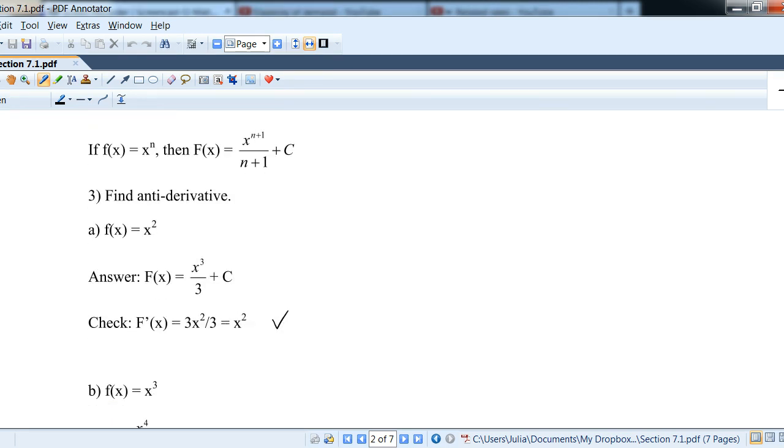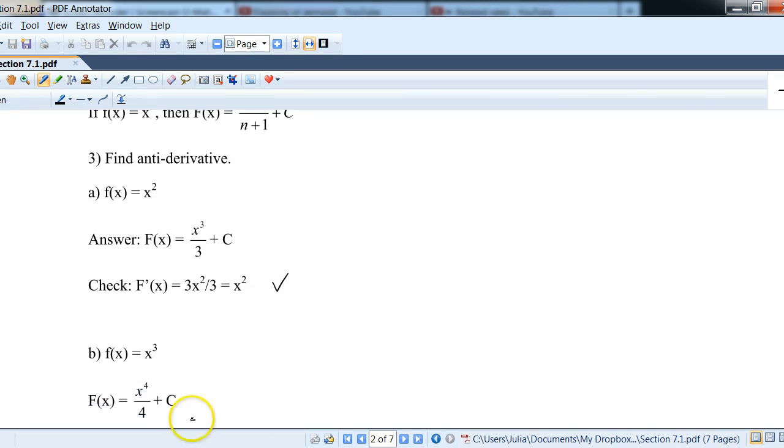What about x cubed? Notice if we try this process, we can get the antiderivative x to the fourth divided by 4, plus a constant, plus c.